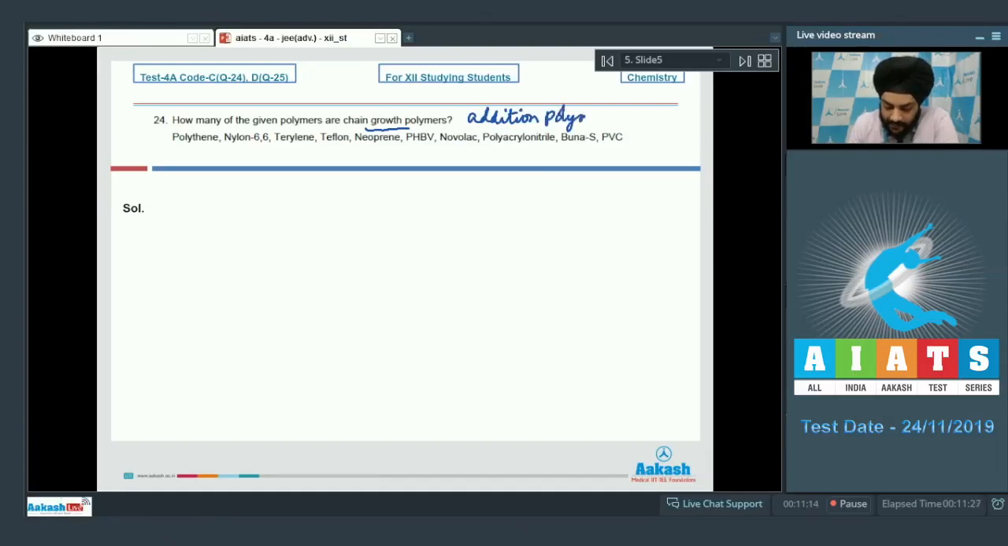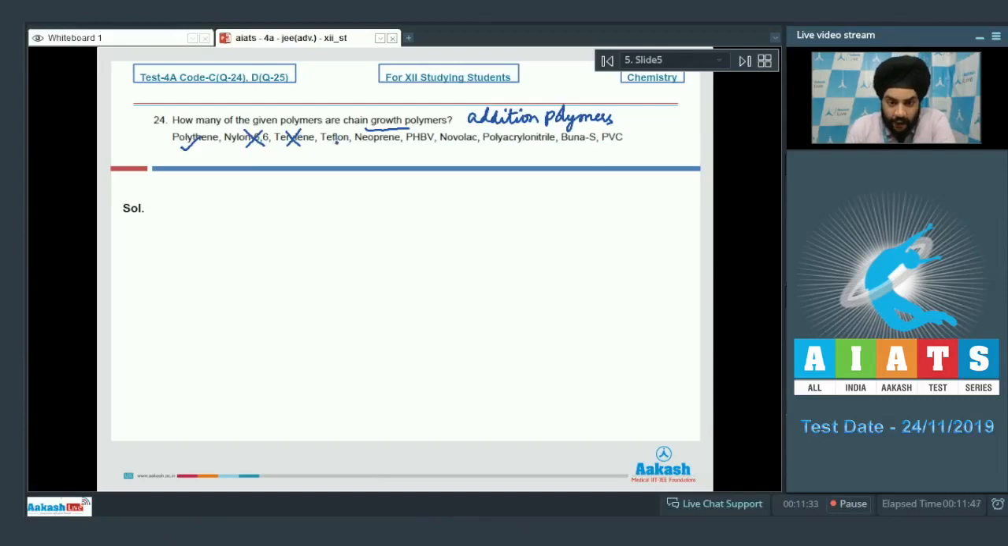So these polymers polymerize by the free radical mechanism. If we talk about the polymers which are given to us, we have polythene. Polythene has to be an answer. Nylon 6,6 is a polyamide, it is a condensation polymer. Terylene is a polyester, it is also a condensation polymer.